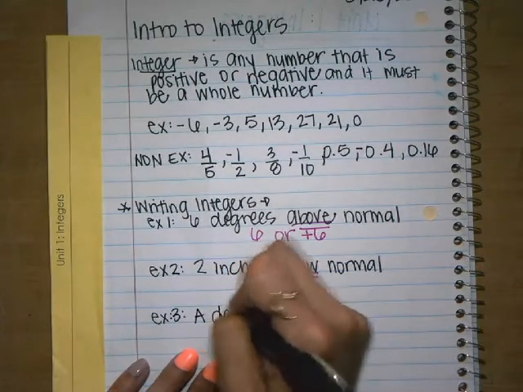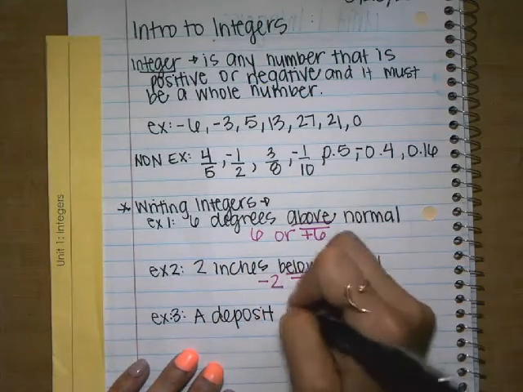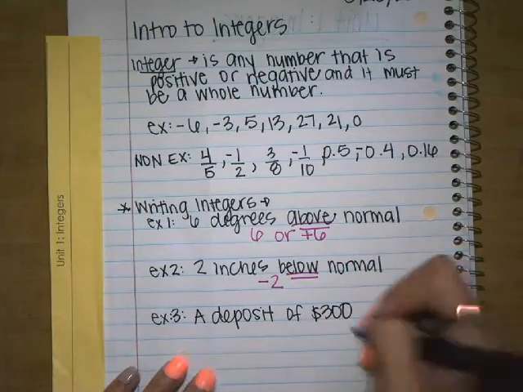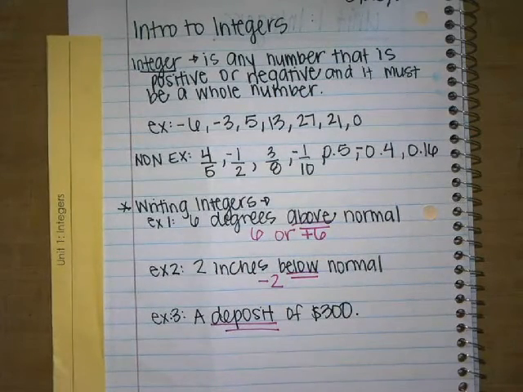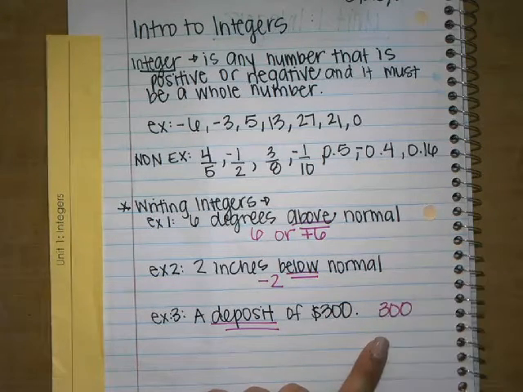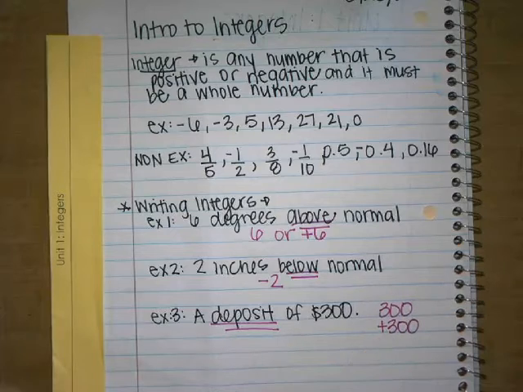A deposit of $300. Well, we have to know what the word deposit means. If you don't know what the word deposit means, you're not going to be able to tell me whether this is a positive number or a negative number. So what does deposit mean? What's it mean? Nope, it means the opposite of that. So what's the opposite of that? What's the opposite? To get money. And if we're getting money, is that a positive or a negative? So deposit is going to be just 300 or a positive 300.